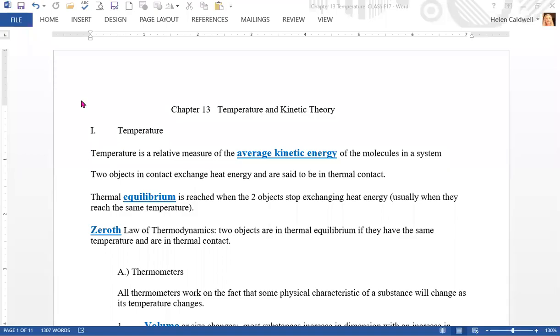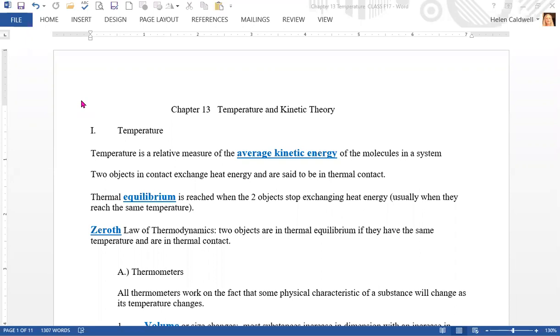Welcome to Chapter 13. We're discussing temperature and kinetic theory in this chapter. So temperature is a relative measure of the average kinetic energy of the molecules in a system. The faster the molecules move, the higher the average kinetic energy.